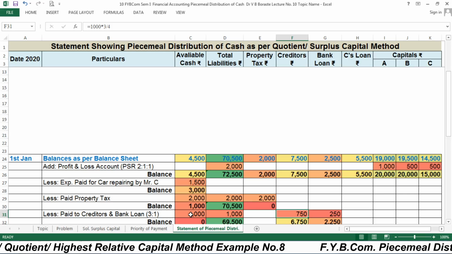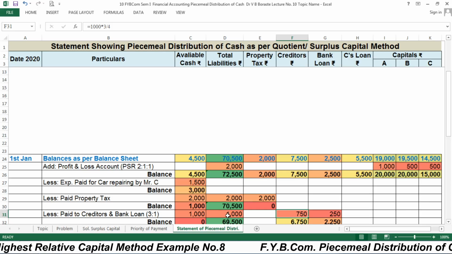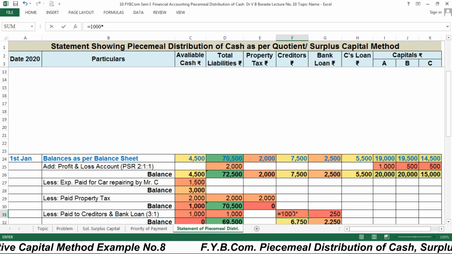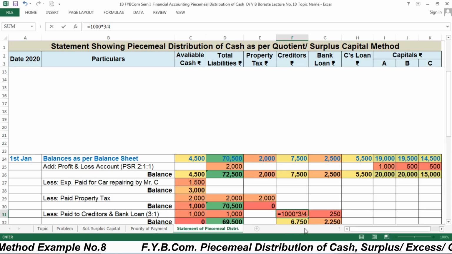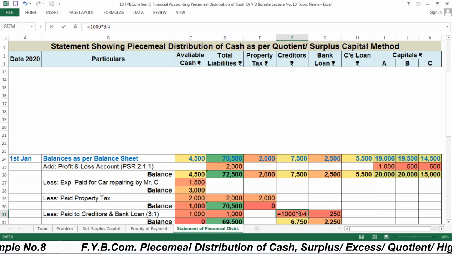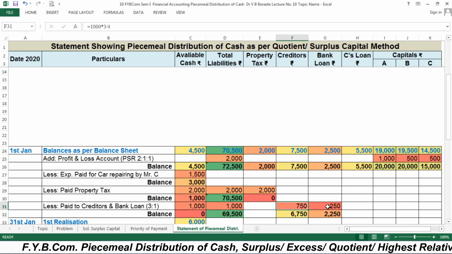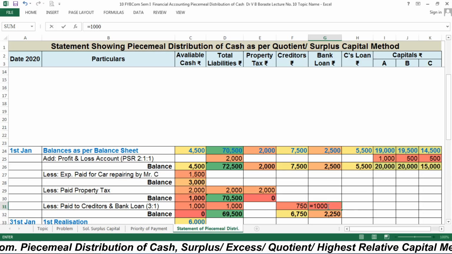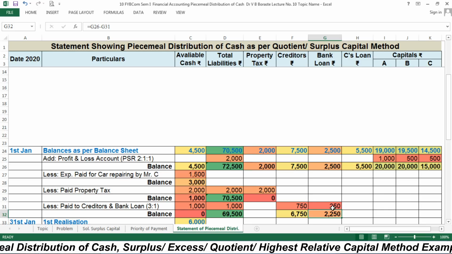Creditors will get 750. How is it calculated? It's very simple: 1,000 into 3 divided by 4. That means 3 plus 1, total is 4. So out of 4 parts or shares, creditors will get 3. So 1,000 into 3 divided by 4 is 750, and the balance is 250, or we can calculate 1,000 into 1 divided by 4. That means bank loan will receive 250.